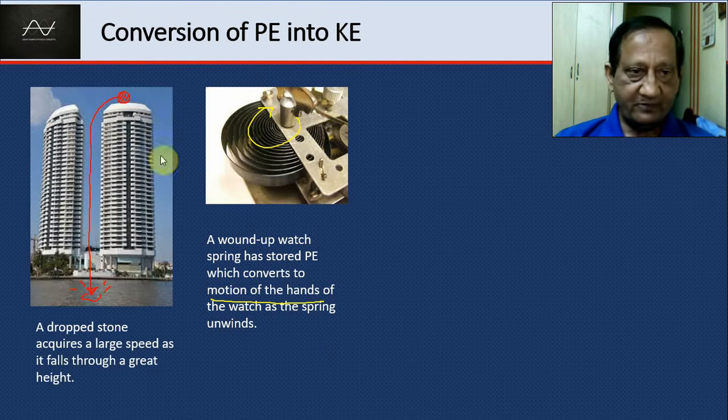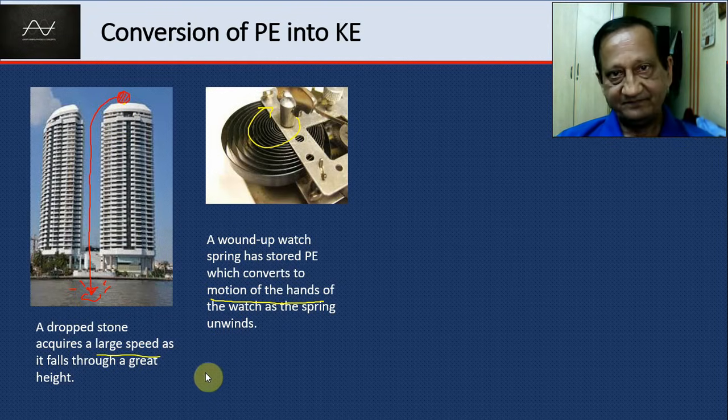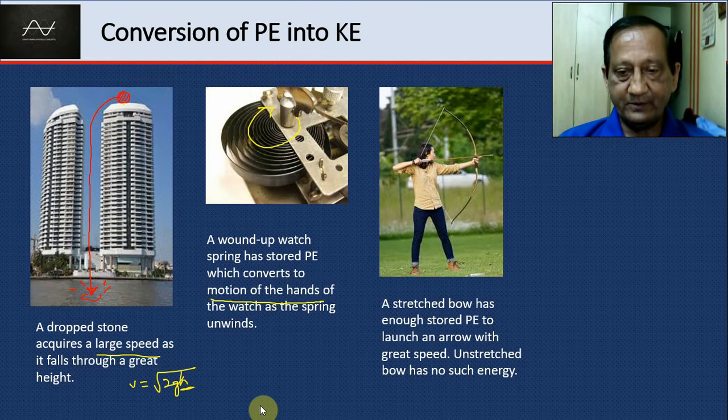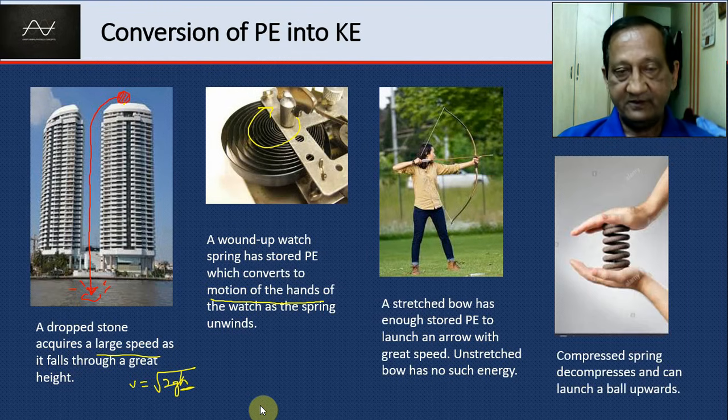If you drop a body from a great height, then it picks up a large speed because the speed, as we saw, is equal to root 2 gh. And if h is high, the speed is high. Bow and arrow example we saw, spring example we saw. Some examples of conversion of potential energy into kinetic energy.